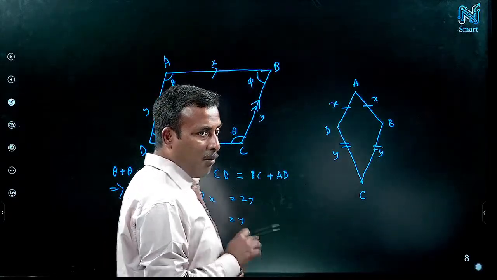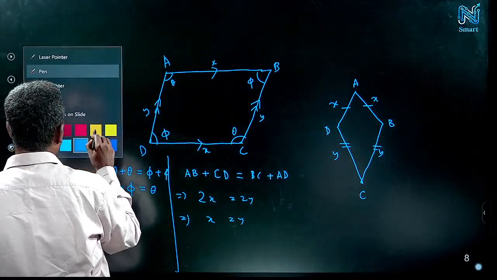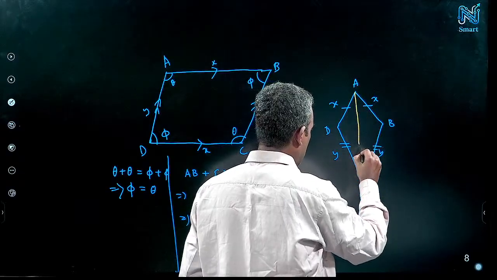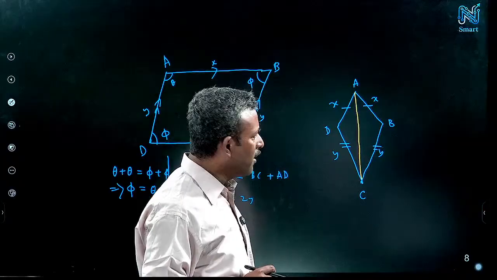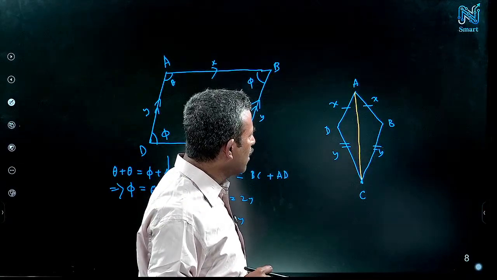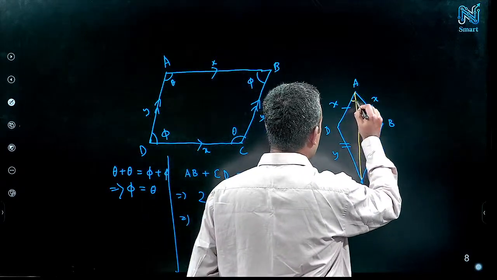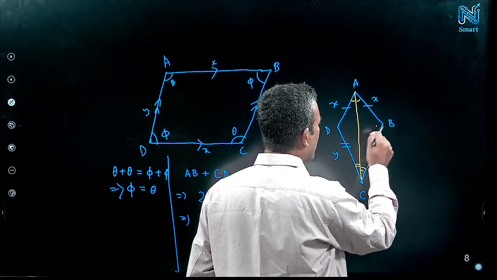The sum of the opposite angles must also be 180 degrees. Why? We join this, and then these two triangles are congruent. Then what happened? Angle ADC is equal to angle ABC. This angle is equal to this. So this is equal to this. And this may not be 90 degrees.